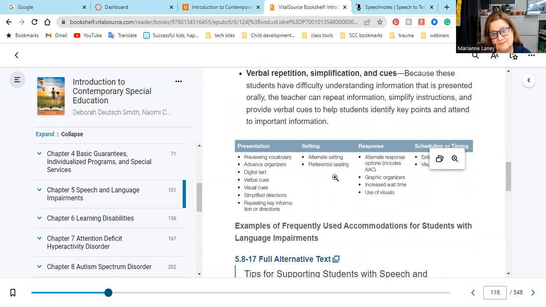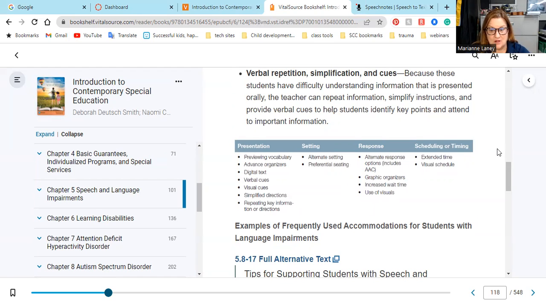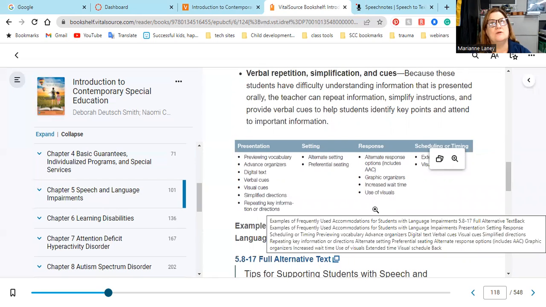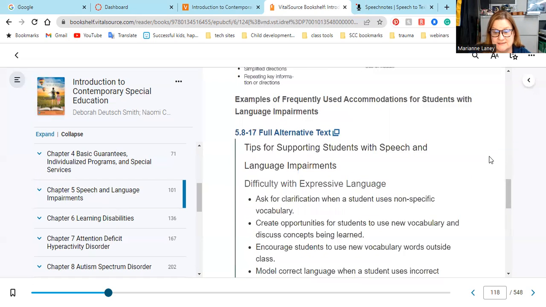But again, alternate setting, it's better for a student to have a quiet setting or preferential seating, meaning right in the front. Alternative response options. My son has a scribe. If he's trying to type something, he can't write it really fast, like on an exam, and even if he could write it well, you can't read it. So now he can type it, but sometimes he gets, what's the word? Overwhelmed, and then he can't type. So then they have an accommodation modification that he can audio type, or he can have a scribe. Scheduling or timing, extended time on tests, exams, assignments, and then a visual schedule. A visual schedule helps most people. So again, it depends on what the student needs and the IEP determines, right?